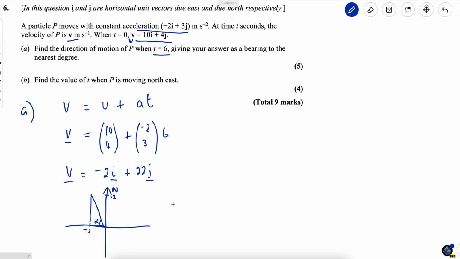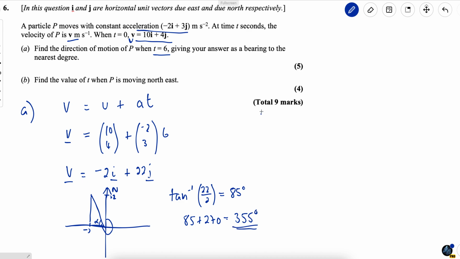And I'm going to do that by using tan. So arctan of opposite 22 over, and I'll use a positive value here, 2, will give me 84.8. I can use 85 here, but I need the bearing, so that's from north going clockwise, so I need to add 270 to that. 85 plus 270, and that equals 355 degrees as a bearing.